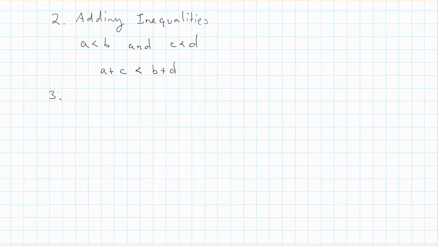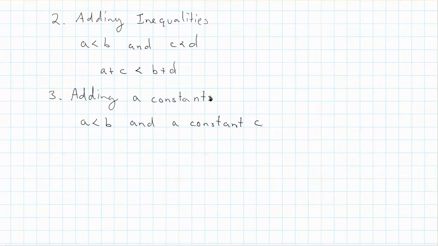So the third one here is adding a constant. Now this one and the fourth one we're going to use quite a bit. So instead of adding inequalities together, adding a constant, we're going to start with an inequality and a constant C. And what we're saying is that if we add that same constant to both sides of the inequality, the inequality still remains true. If you have A less than B, then you would have A plus C being less than B plus C. Very similar to an equation.